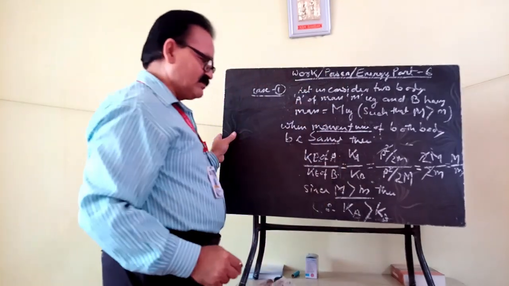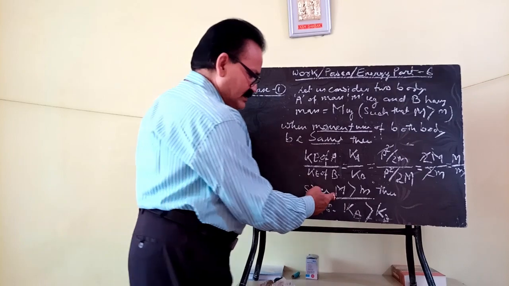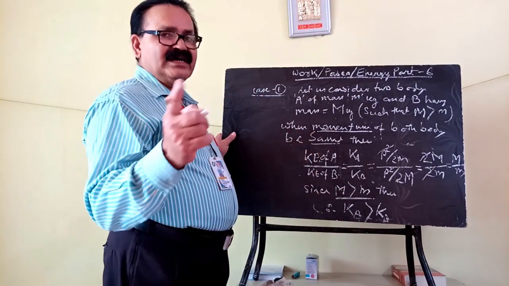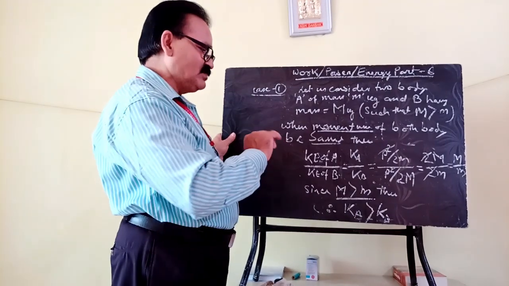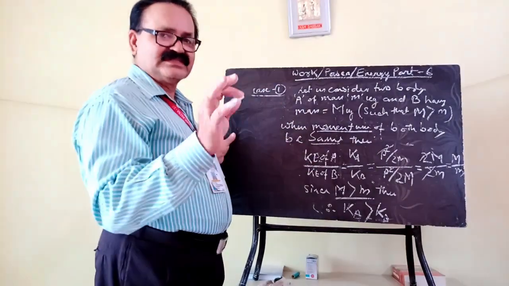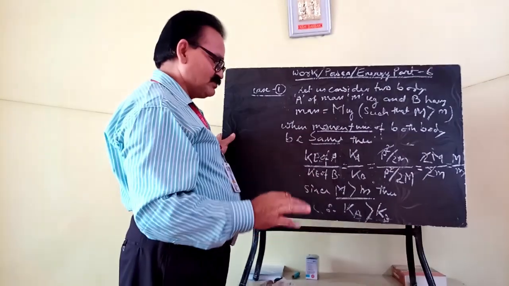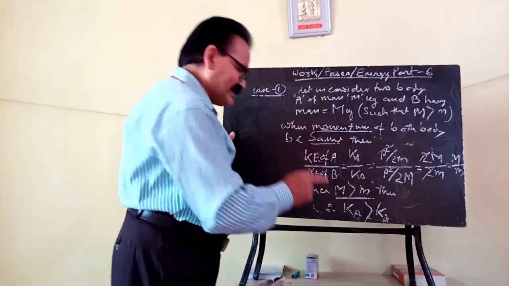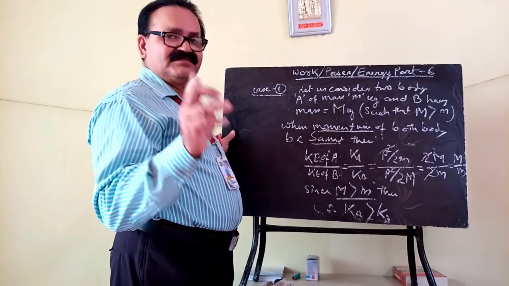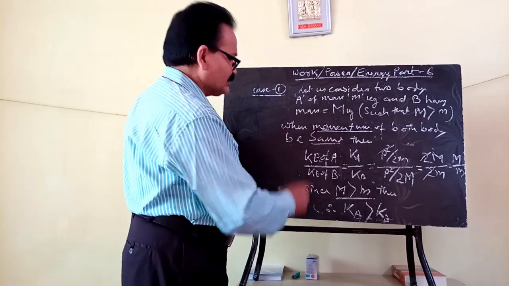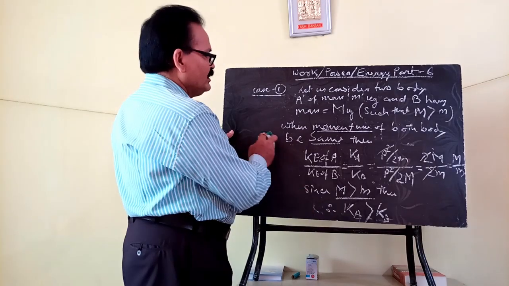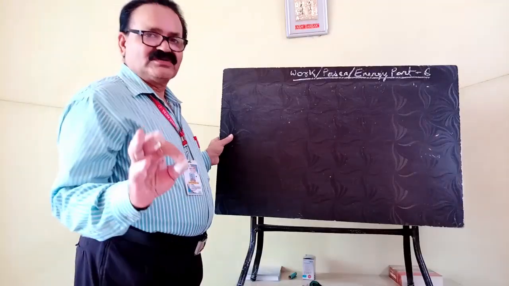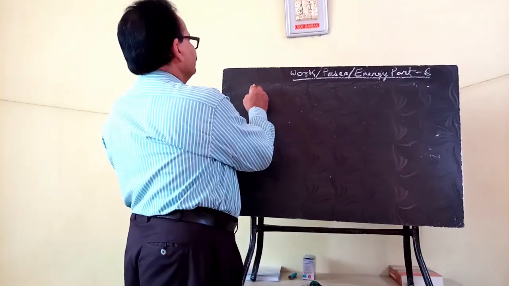Since M is greater than m, then kinetic energy of A is greater, because both the bodies are having the same momentum. When the bodies move with the same momentum after the application of force, then the kinetic energy acquired by the lighter body is greater than that of the heavier body. Okay, this is your first case. Now I will explain you the second case. Clear? Okay. Right now case 2.